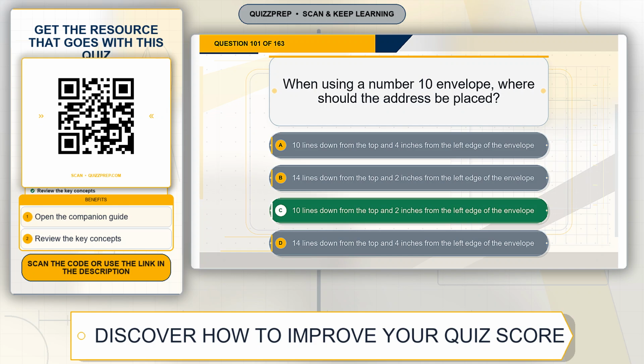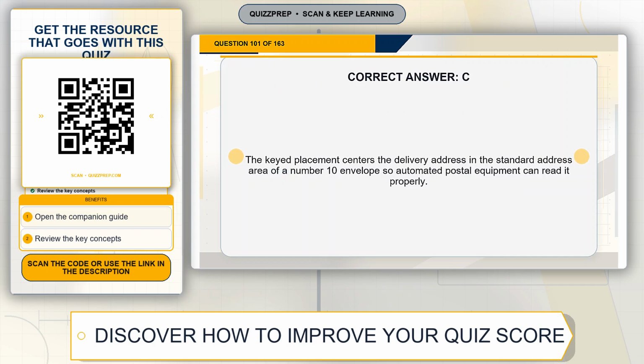Explanation. The keyed placement centers the delivery address in the standard address area of a number 10 envelope so automated postal equipment can read it properly.